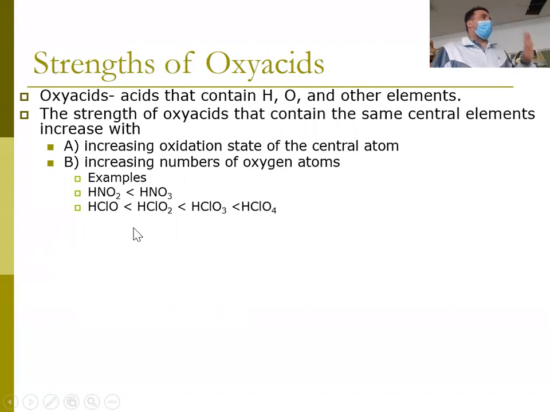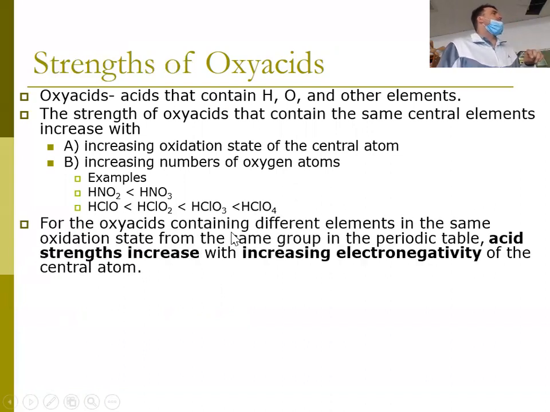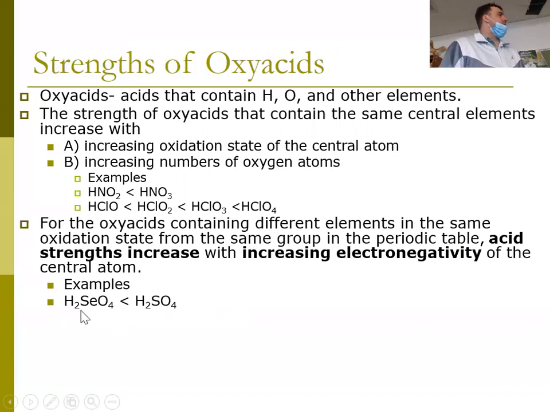Now I can't necessarily compare H2SO4 and HClO4, because there's a sulfur in there. When I do that, I will look at some other things. So here we go: H2SO4 and H2SeO4, because everything else is the same. The oxidation number is the same on the central atom, and the number of oxygens is the same. We know H2SO4 is stronger because S has a higher electronegativity value.